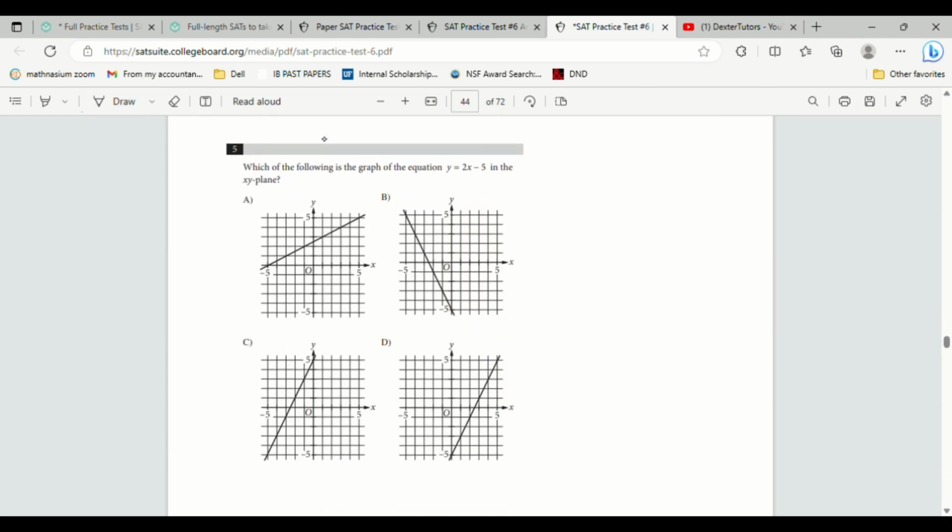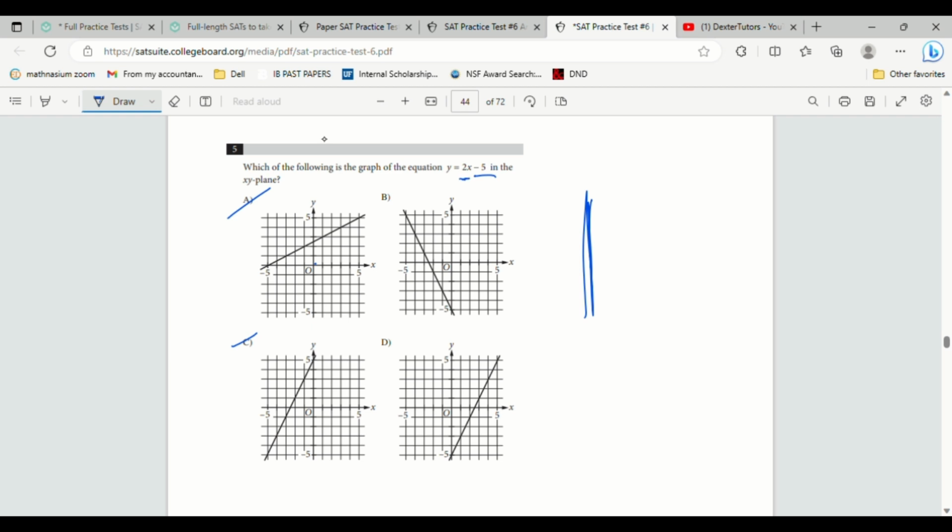Number 5, which of the following is the graph of the equation y equals 2x minus 5 in the xy plane? So we're going to first look for our y-intercept of negative 5 along the y-axis, which is the vertical axis. And so we see that in choice A, we're at positive 3.5, so that's not the correct y-intercept. For choice C, we're at positive 5 y-intercept. And so now we're looking between choices B and D, which both have a y-intercept of negative 5. And now it's just a matter of figuring out which one has a positive 2 slope.